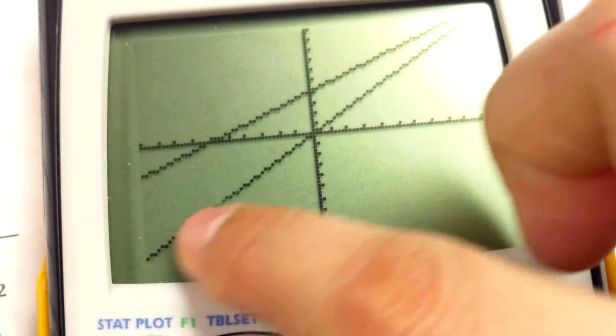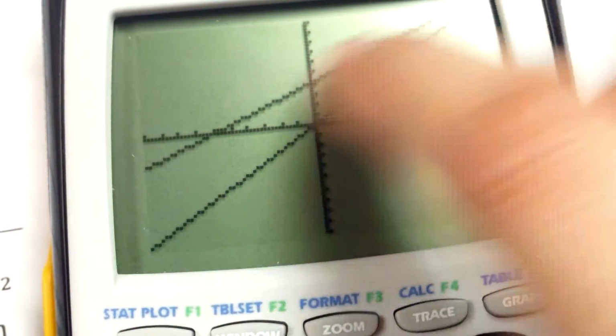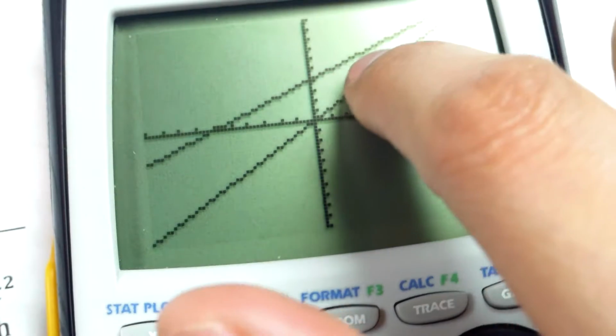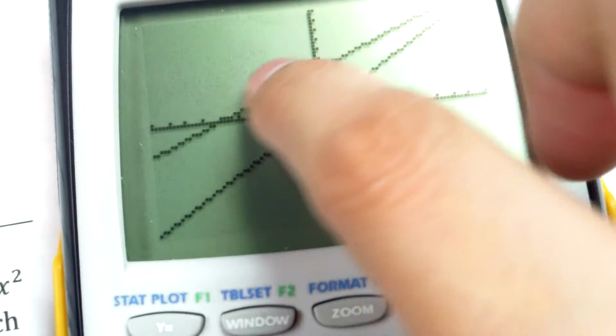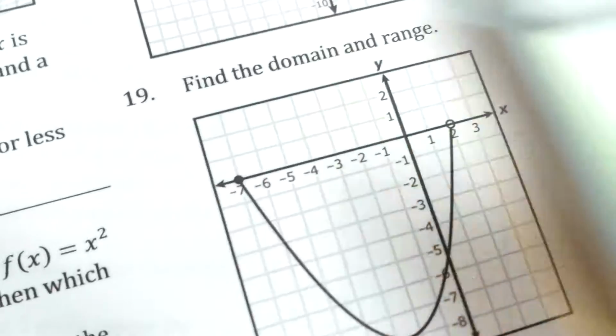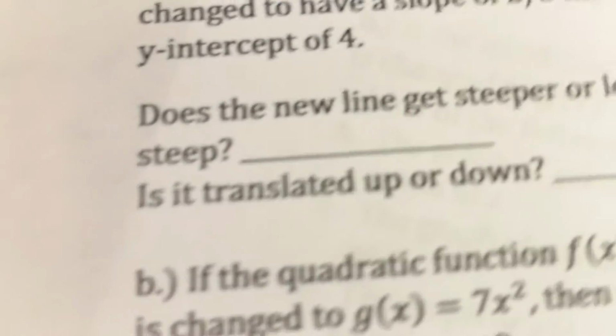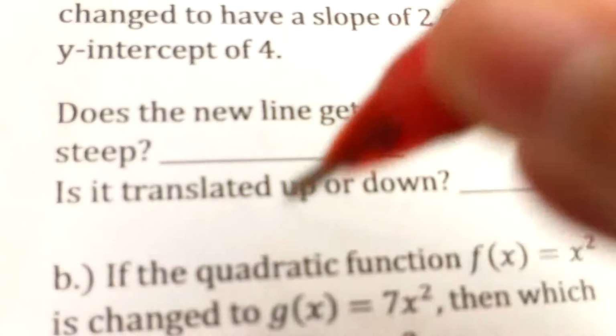If you notice, this is like a ramp. It's going up, and this is going at a slower ramp, like a less steeper ramp, because it's a smaller slope. So in this case, it became less steep.